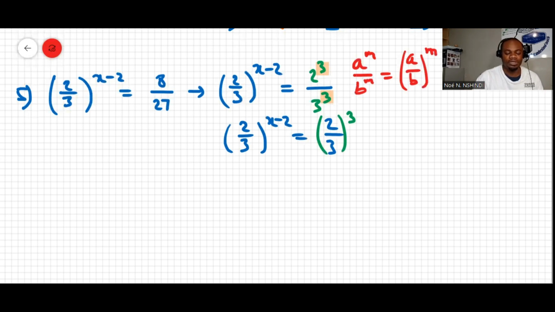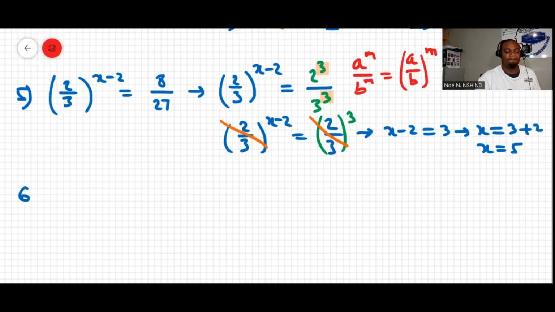So I don't need to continue to simplify this because the bases are already common. You can just drop those bases and then see x minus 2 equal to 3. And then if you move the negative 2 over, it becomes 3 plus 2. And then x will be equal to 5. Okay.